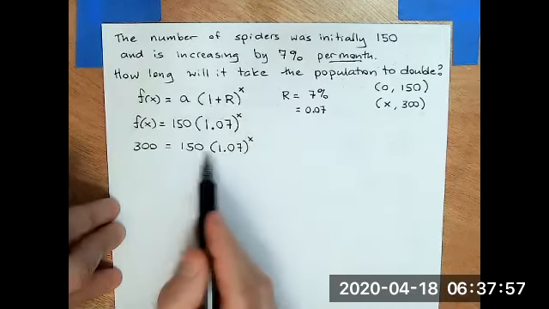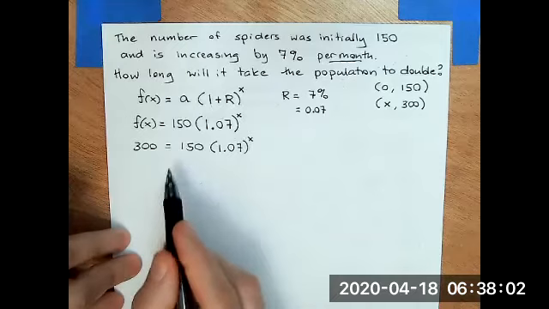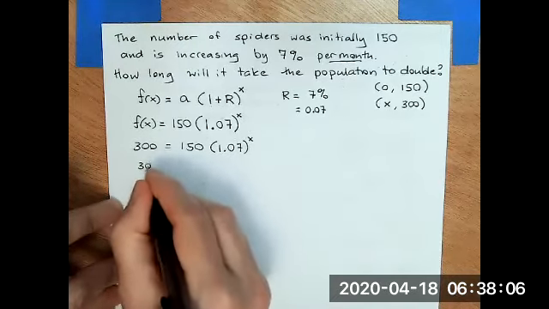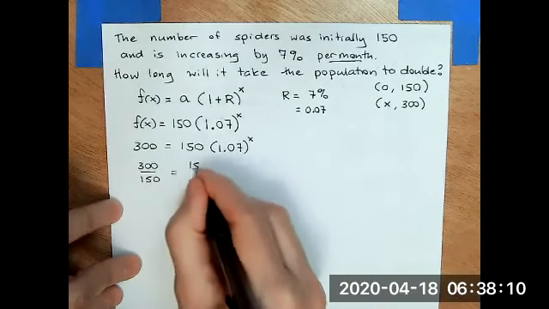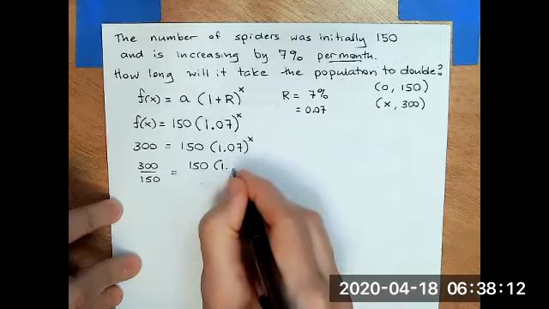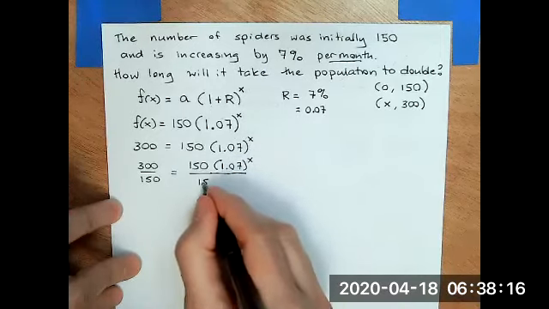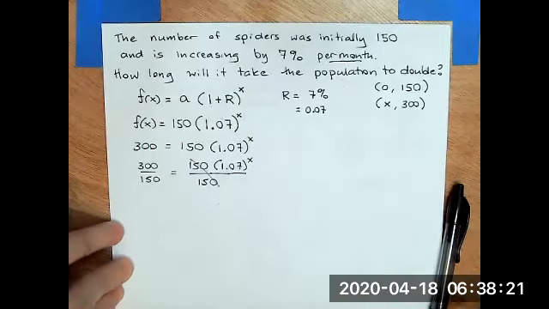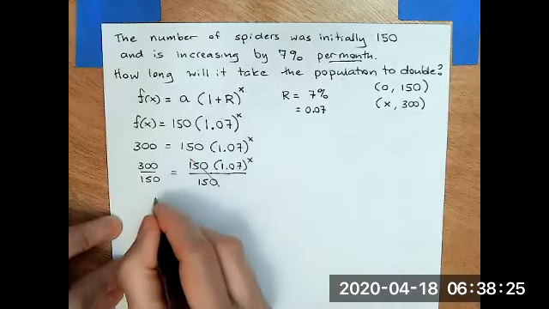I like to simplify as much as possible before taking the log of both sides. So I'm going to divide both sides by 150. 150 divided by 150 is equal to 1. 300 divided by 150 is 2.